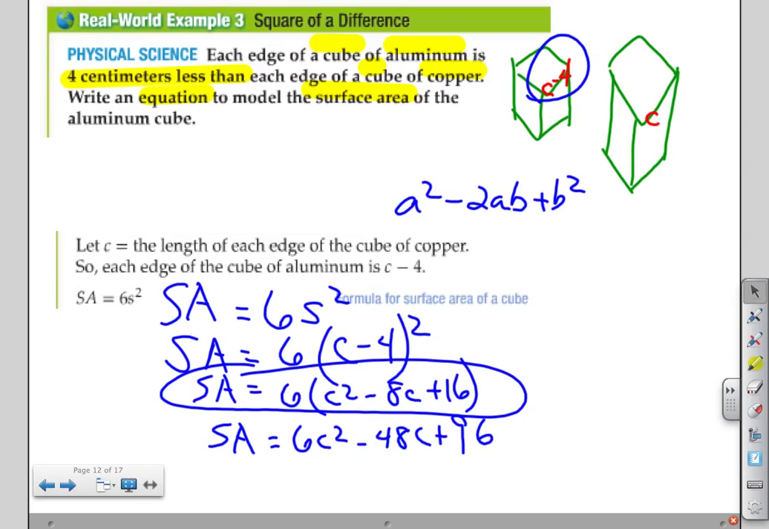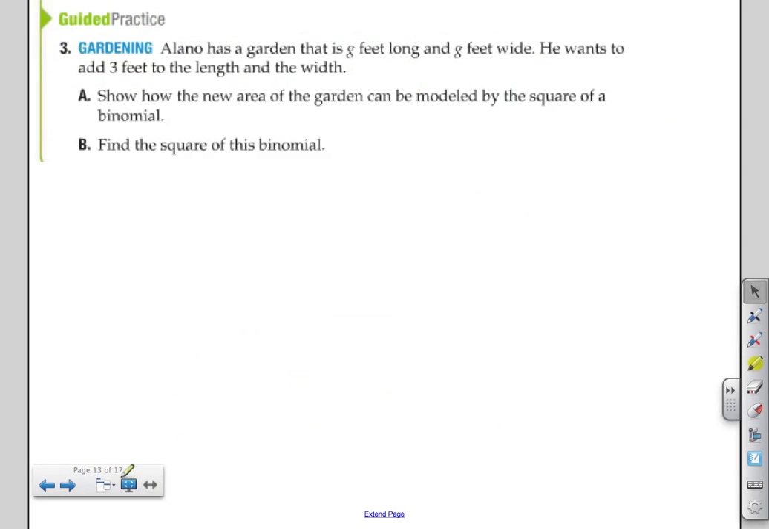Try your practice problem right here. There's your practice problem. Pause the video and start it back up when you're done.